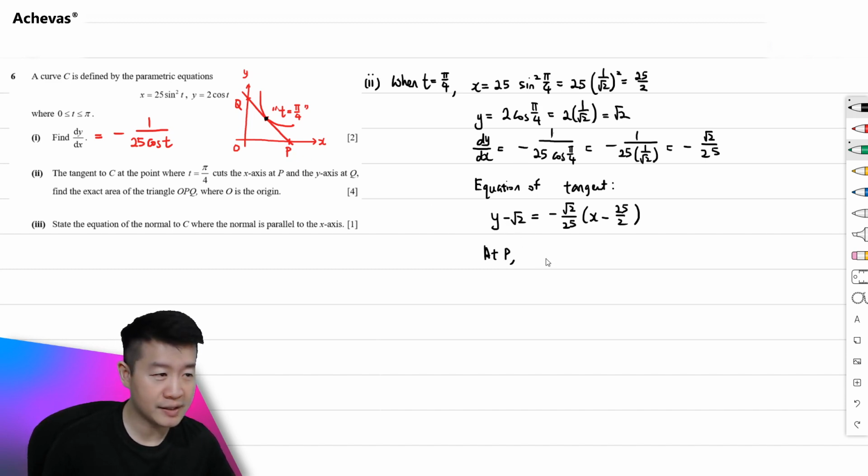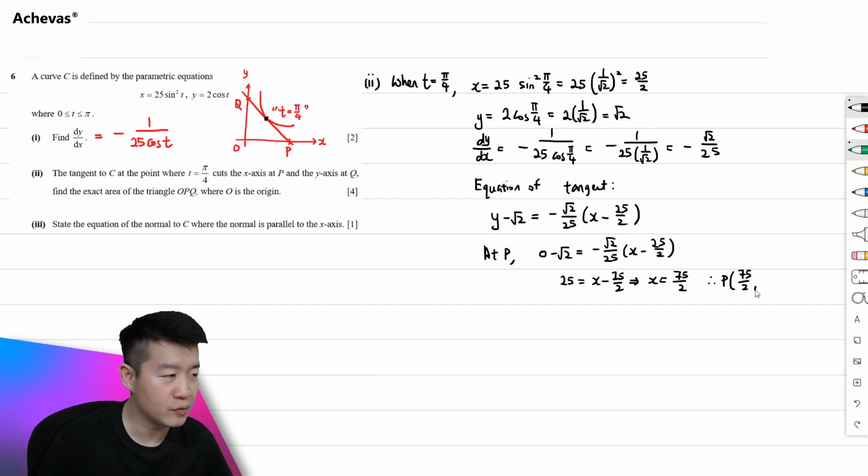So at point P, y is 0, which means that we have 0 minus square root of 2 is minus square root of 2 over 25 of x minus 25 over 2. So minus square root of 2 and minus square root of 2 can be cancelled. 25, I bring it over to the other side. So we have 25 is equal to x minus 25 over 2. This tells me that x is going to be equal to 25 plus 25 over 2. That will be 75 over 2. Therefore, we know the coordinates of P is 75 over 2, 0. Okay, so this distance here is 75 over 2.